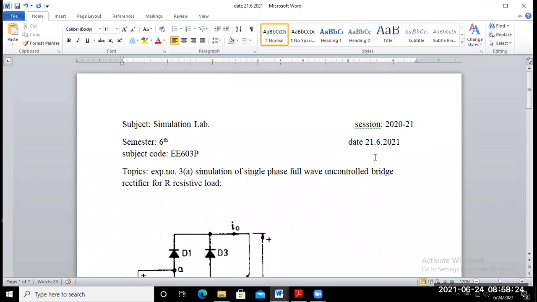Okay. So in the previous experiment, we have already covered single phase half wave, either controlled or uncontrolled rectifier, for various types of load, that means resistive load and RL load. So we already covered their operation for the half wave. Now we are going to discuss the same thing, that means the uncontrolled rectifier for the full wave.